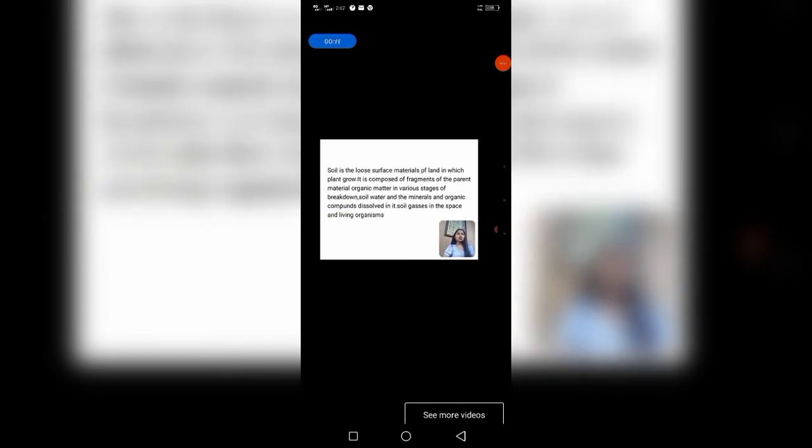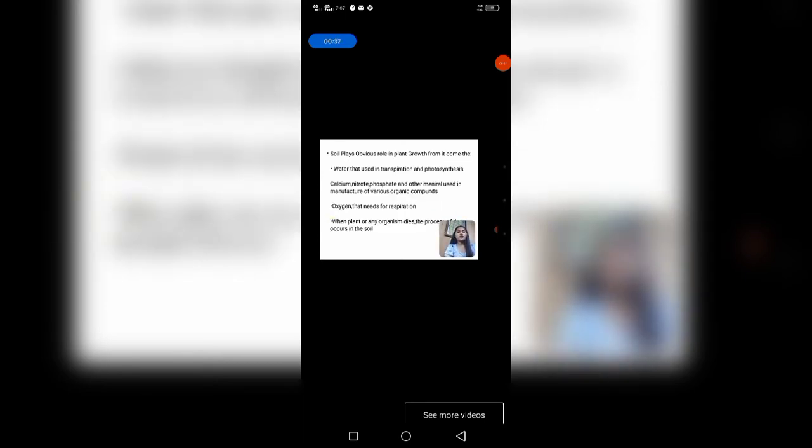Soil is the loose surface material of the land on which plants grow. It is composed of fragments of rock, minerals, and organic matter in various stages of breakdown. Soil water contains dissolved minerals and organic compounds. It is also made up of soil gases and the space for living organisms.